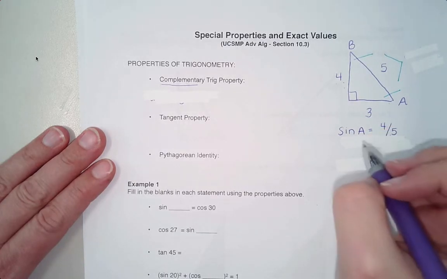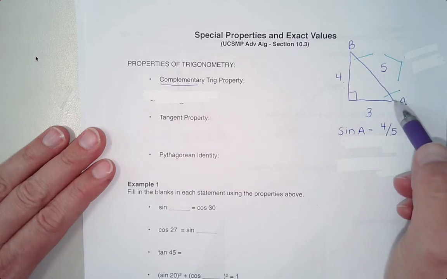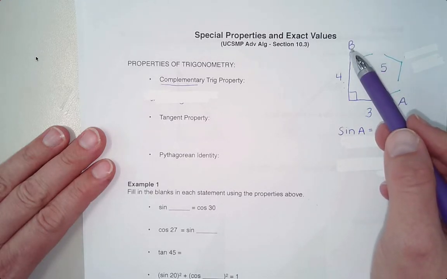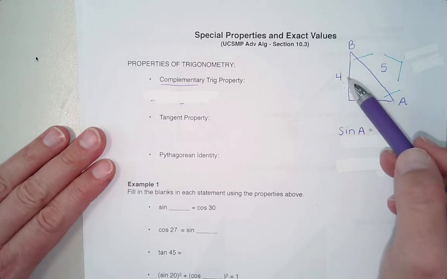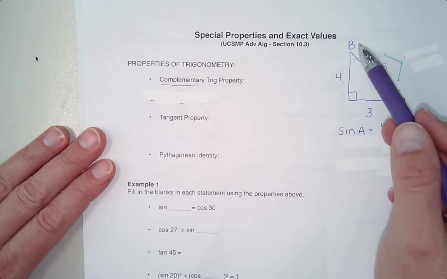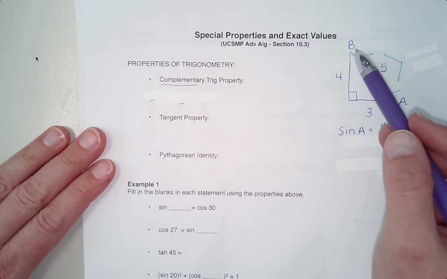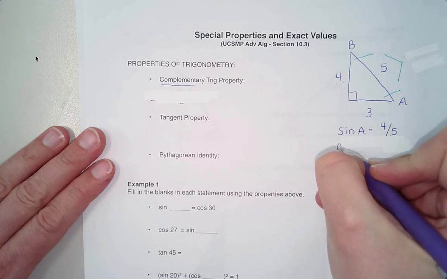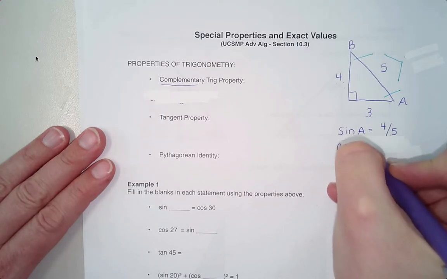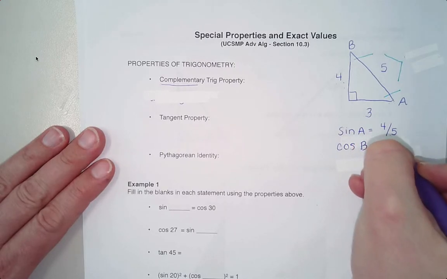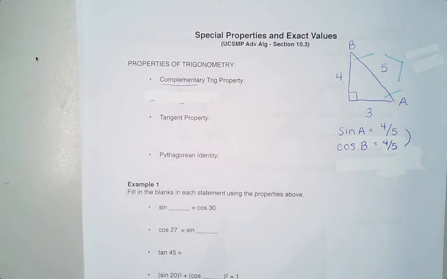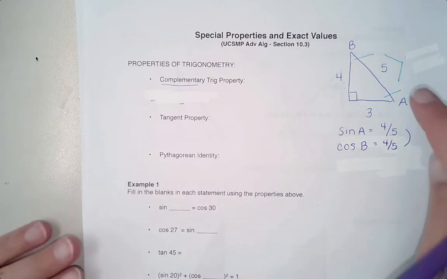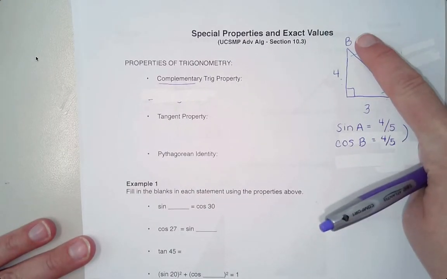If I then jumped from angle A up to angle B, that 4, this side here that used to be the opposite side from the A, is now the adjacent side to the B. So because of that switch, if I then asked you to find the cosine of B, you would also tell me 4 over 5. So this is significant. When you switch from one angle to the other in a triangle, the sine of one angle matches the cosine of the other.